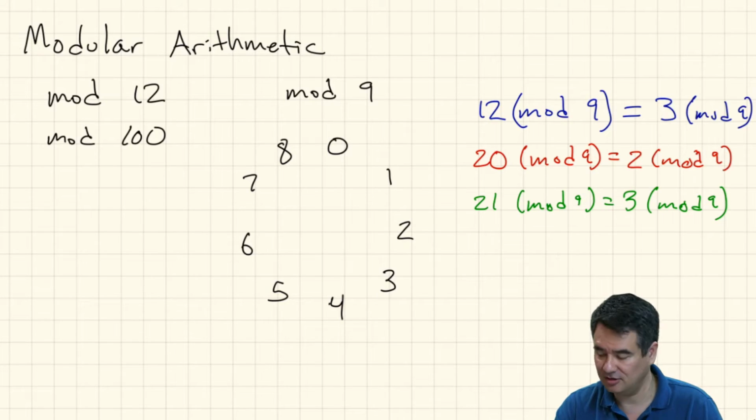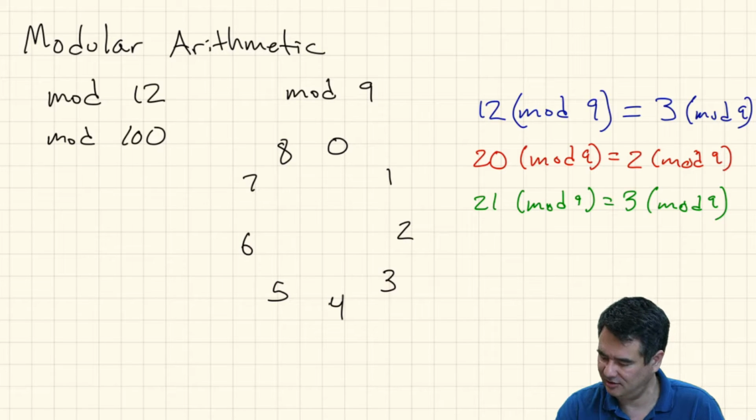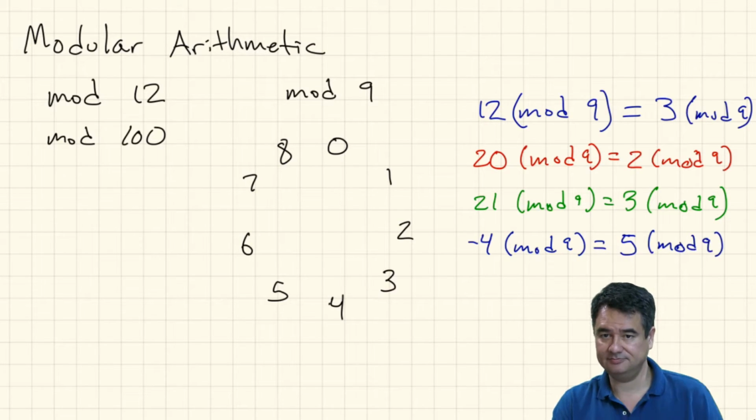Okay, so those are some positive numbers. What about negative numbers? Let's say negative 4. So we start at 0 and we count backwards: 1, 2, 3, 4. Negative 4 must be the same thing as 5. Oh, I'm mixing myself up. Negative 4 mod 9 is equal to 5 mod 9.